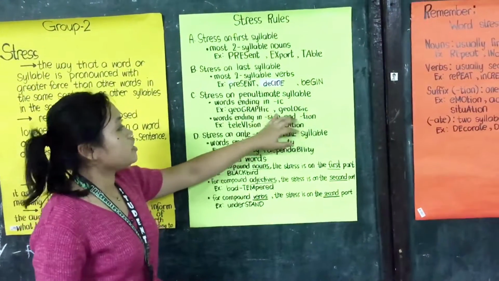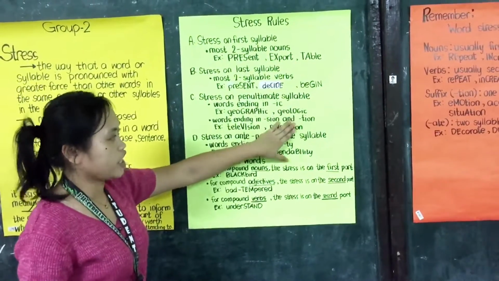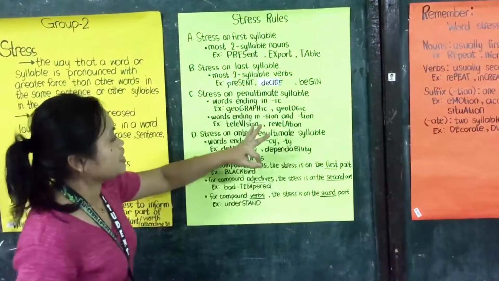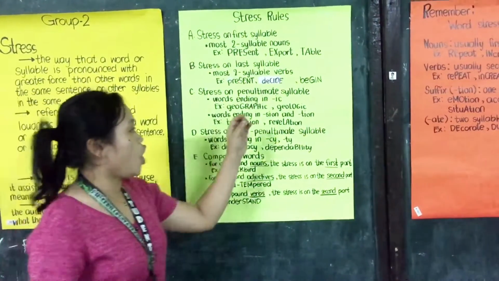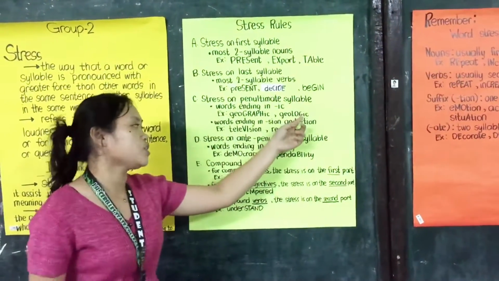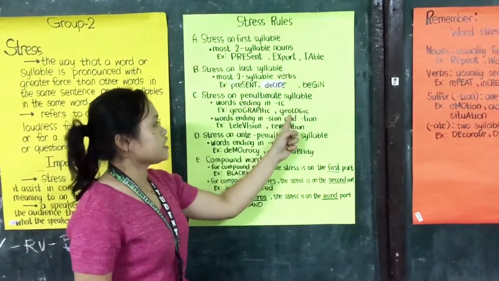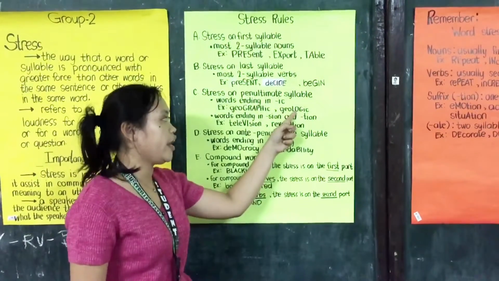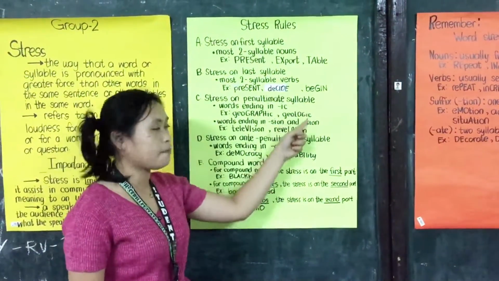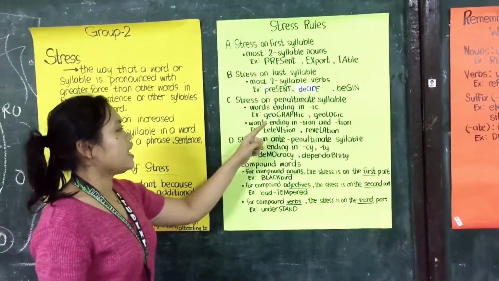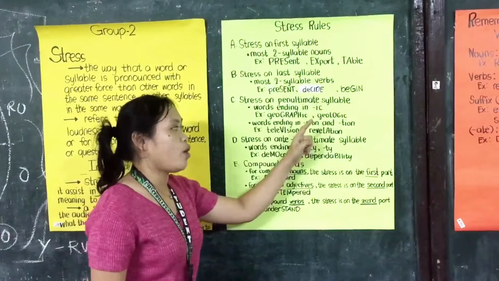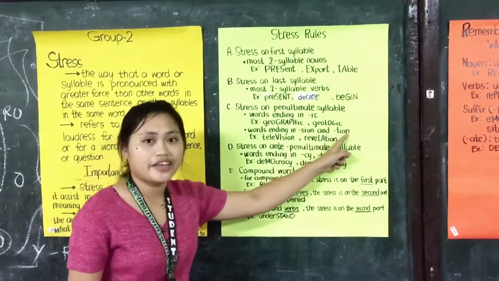Same also in the example geologic. We have here the three syllables, geo, then J. The stress is located on the second to the last, or next to the last, syllable. We have here the LOGE, the capital one. Other examples are words ending in SION and TION.